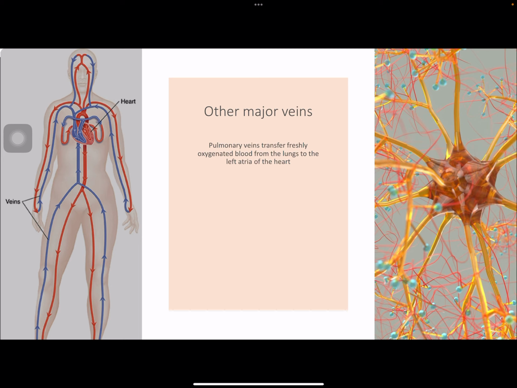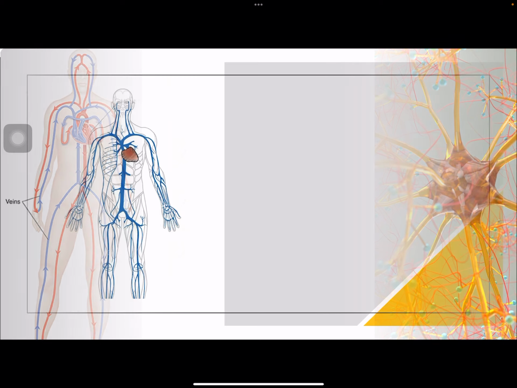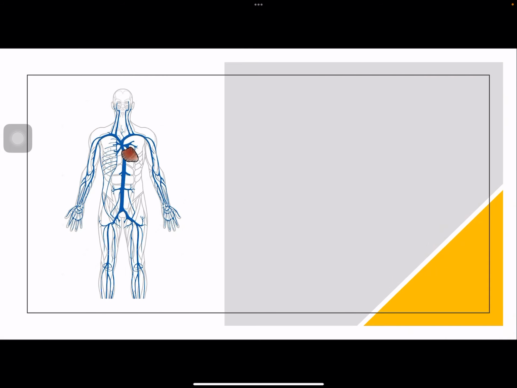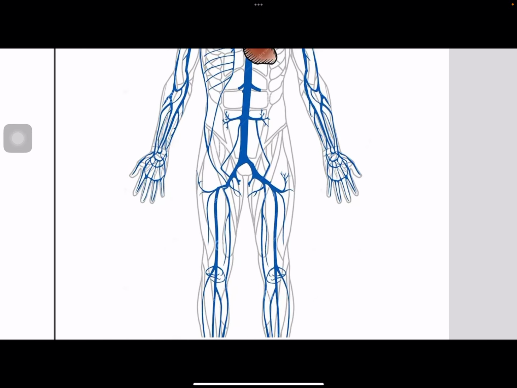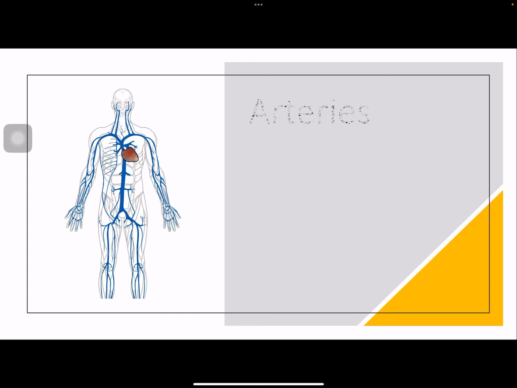Pulmonary veins transfer freshly oxygenated blood from the lungs to the heart, from the lungs to the left atria of the heart. As you can see, that thing is the heart, and these are some blood vessels.